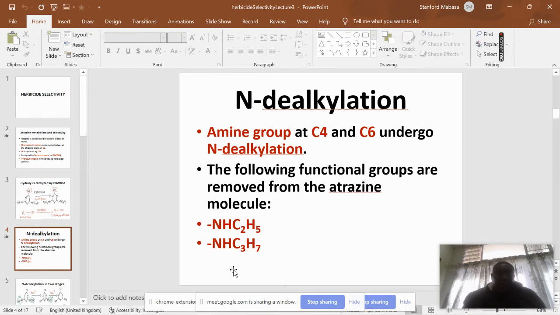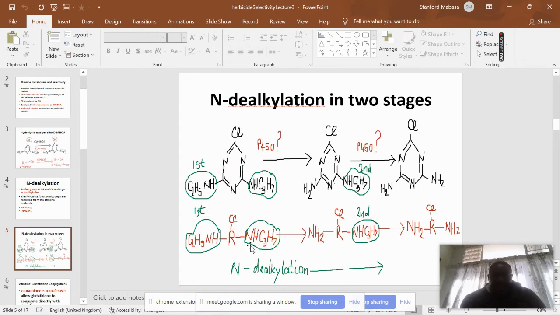So these are the groups which are involved in N-dealkylation at two positions: NHC2H5, NHC3H7. So these are the positions which are affected. The first one can be converted to an amine, then the second one again to an amine. You can see I've put P450 question mark because it's DIMBOA which facilitates those changes. Or we can simplify N-dealkylation using this process, because we may not remember this whole structure which we represent by R.